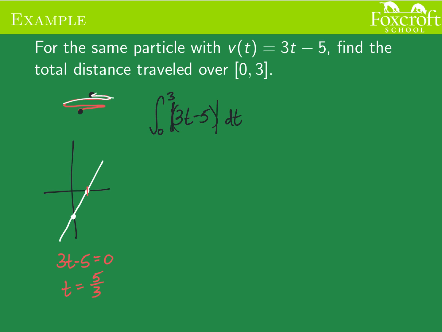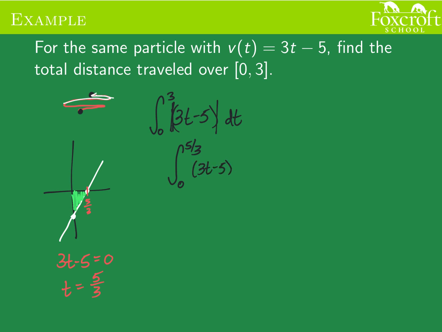All right, so at 5/3, my function changes from negative to positive. So that's going to tell me I'm going to do the integral from 0 to 5/3. All right, that's going to give me this negative piece here, 3t minus 5.